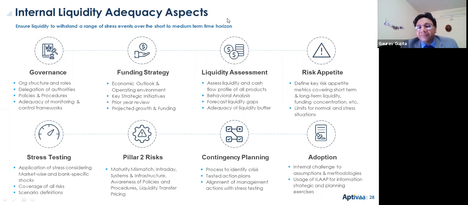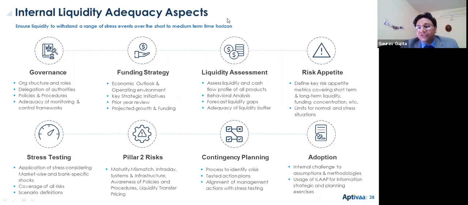Next comes the risk appetite. This is again a very crucial aspect. This determines under what level a particular risk is appropriate for you. For example, how much deposit concentration is something which I, as an institution, am comfortable with, how much non-maturing deposits as an overall portfolio of the bank I am comfortable with.